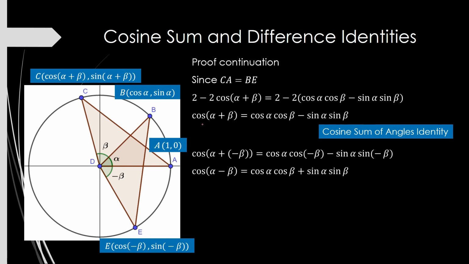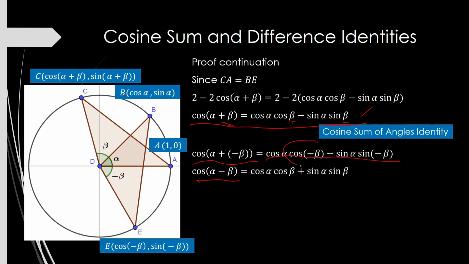Now, since we have shown that this is true, to get to the next identity, the difference of angles identity for cosine, what we will do is we will just replace this by negative beta. Okay? And so everything here will be replaced by negative beta. So it's going to be alpha plus negative beta. Okay? So cosine of alpha plus negative beta. And you know that that is equal to this, cosine of alpha minus beta. And it's equal to this, using your identity for the sum of angles.